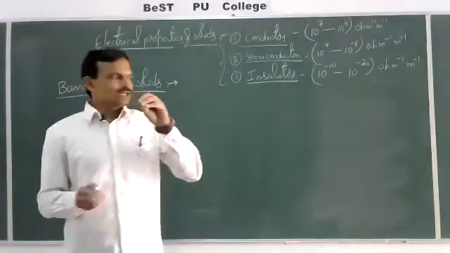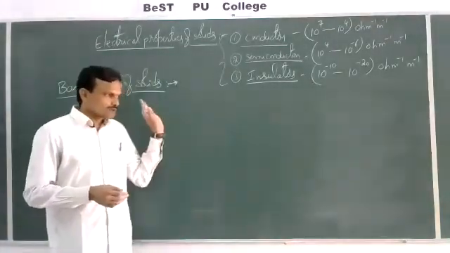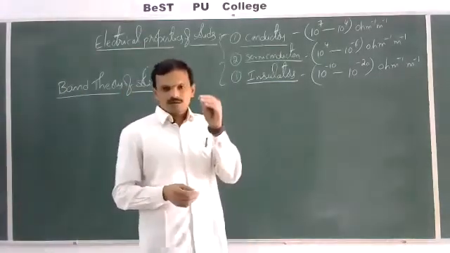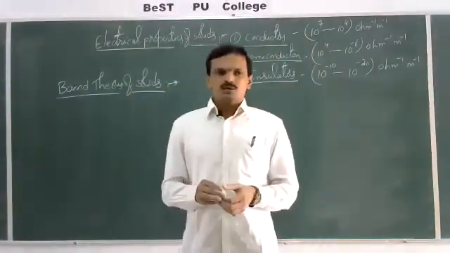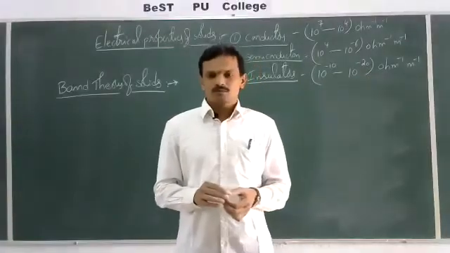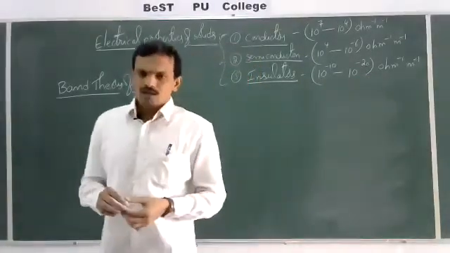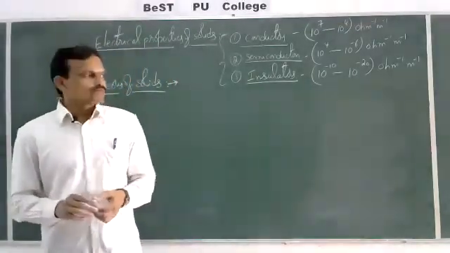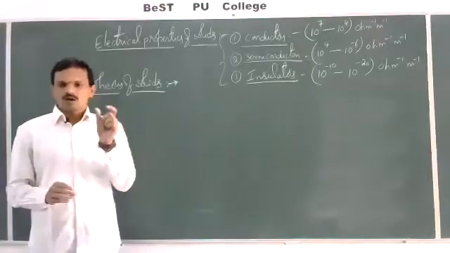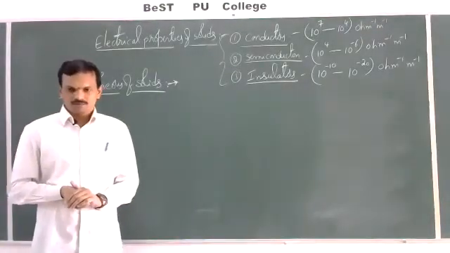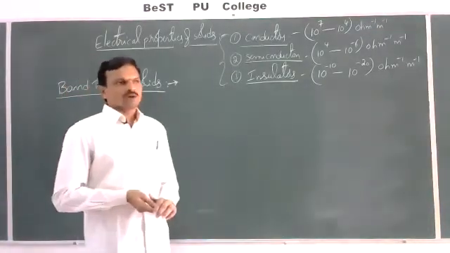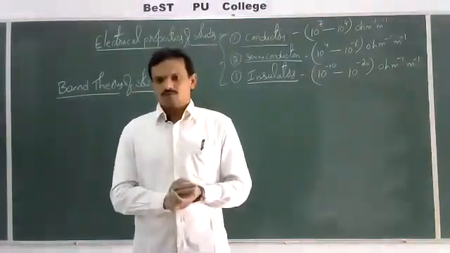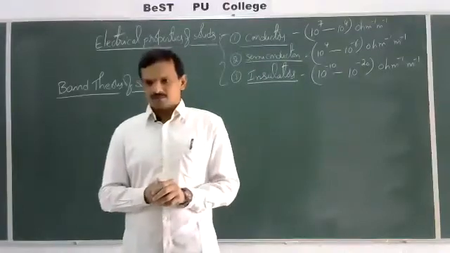Like that, in the case of elements, the orbitals present in the valence shell of an atom undergo intermixing, having nearly the same energy, and form a set of molecular orbitals. And this set of molecular orbitals having the same energy exists as a group, which is known as a band.